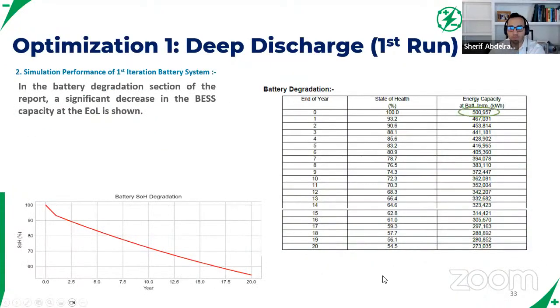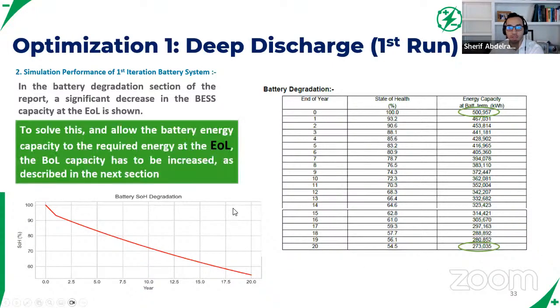Now, where we start running into issues here is, we're designing this project to be a 20-year life, but we're finding that it's actually degrading down to 273 megawatt hours, which means we're really not meeting the requirements of the use case, which is maintain at least 400 megawatt hours at the point of interconnect by year 20. So then, to solve this, we need to add more capacity.